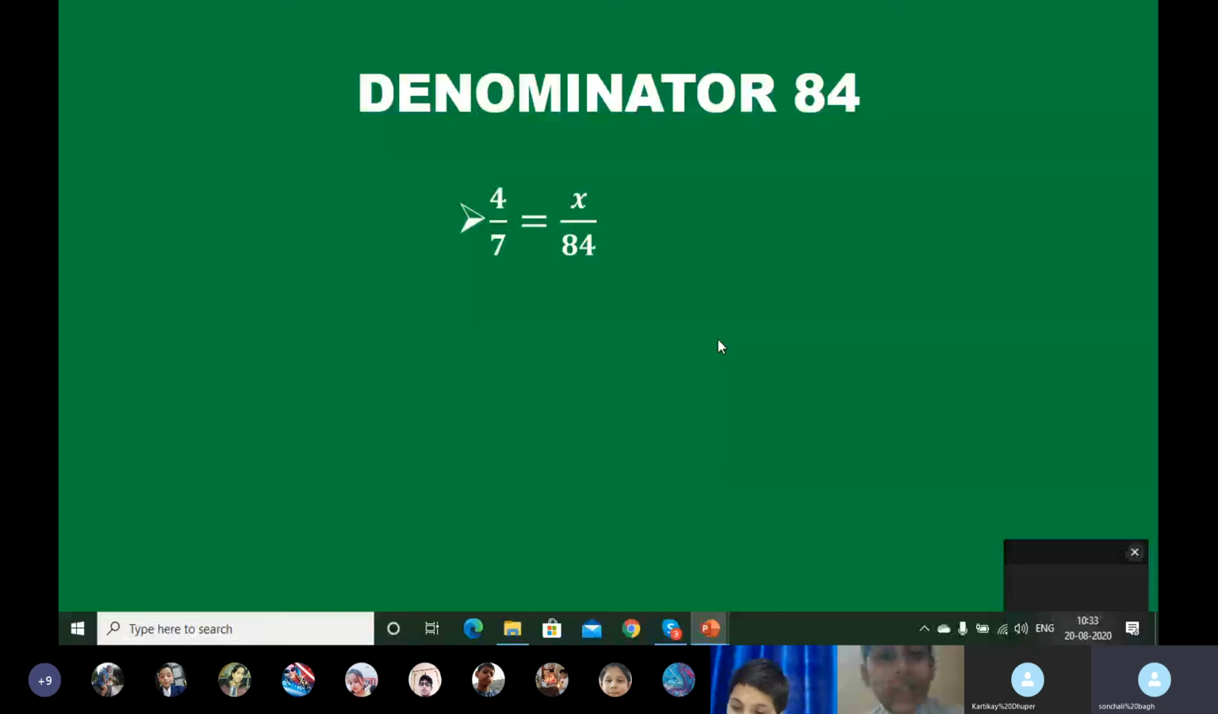Cross multiplication. Good. So 7 multiplied by x and 4 multiplied by 84. Now tell me what will be the next step?